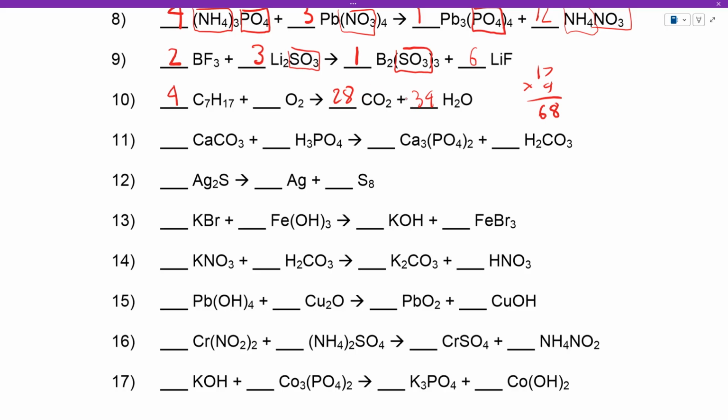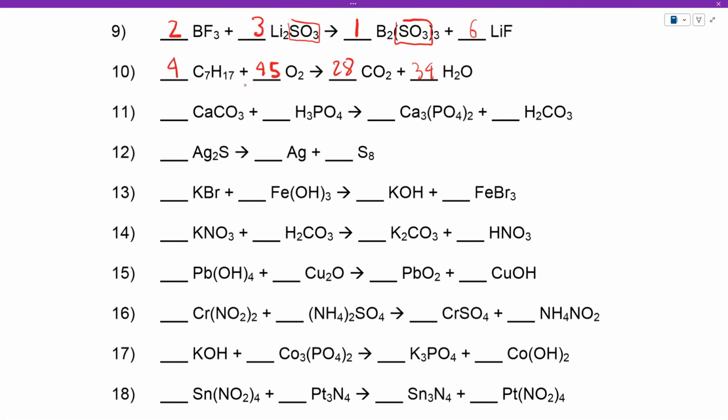So let's check the amount of oxygens we have here again. 28 times 2 is 56. And over here is 34. So in total on this side, we should have 90 oxygens. And to get 90 over here, we need to multiply 2 by 45. And this equation should be balanced. I don't want to do it again. Okay, we'll double check it at the end.